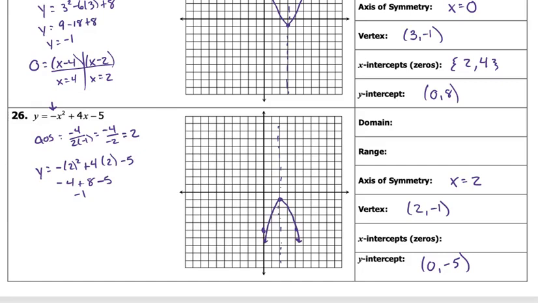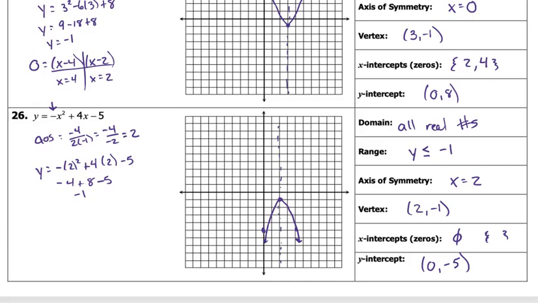My domain, all real numbers. My range, y is less than or equal to my maximum, which is -1. And my zeros, or where it meets the x-axis, is a null set. Remember, you can put empty braces for a set, but there's nothing happening here. It never goes across the x-axis.